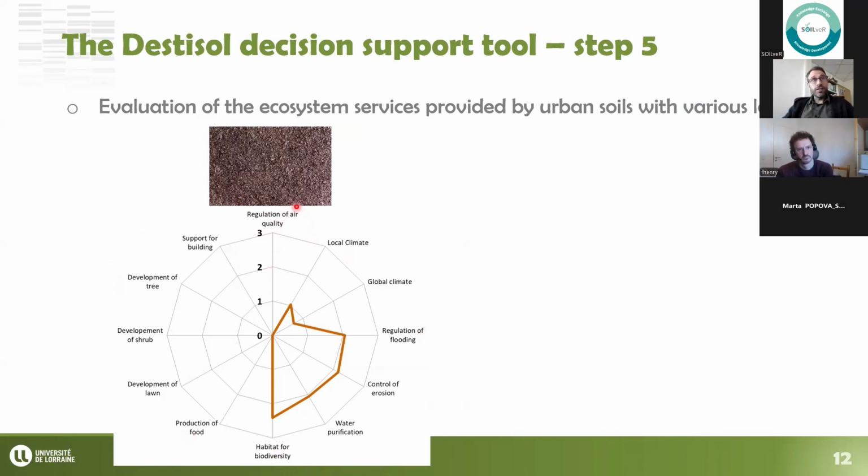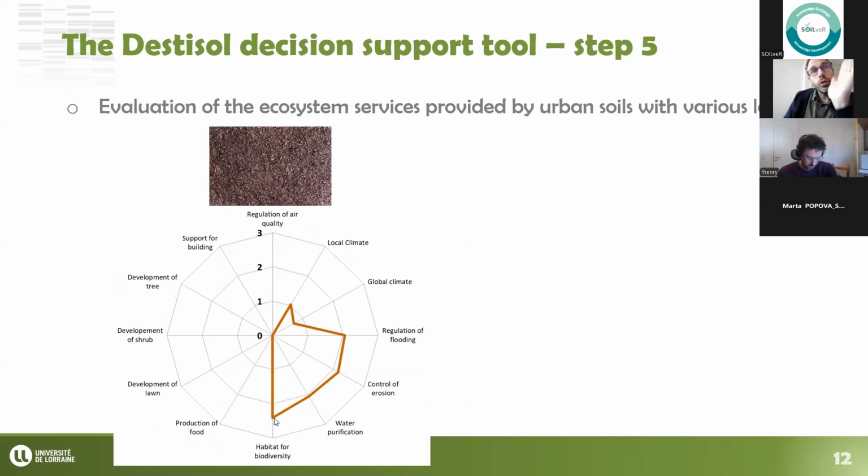So for this soil, having a bare soil, of course, this is very limited, if not null, in terms of production of food. Of course, a bare soil could not produce any food, neither some ornamental resources, neither support building, but it can help to mitigate a little bit local climate. And it can also be a support for biodiversity.